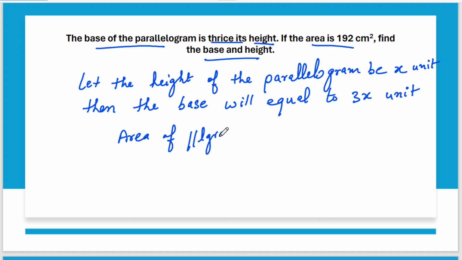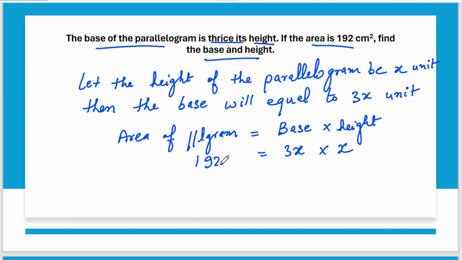area of parallelogram equal to base into height. So what is our base? Base is 3x. And what is our height? It is x. And the area of parallelogram is given. It is 192 centimeter square. Okay.